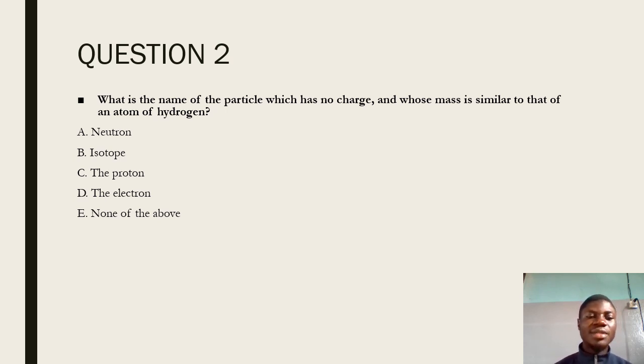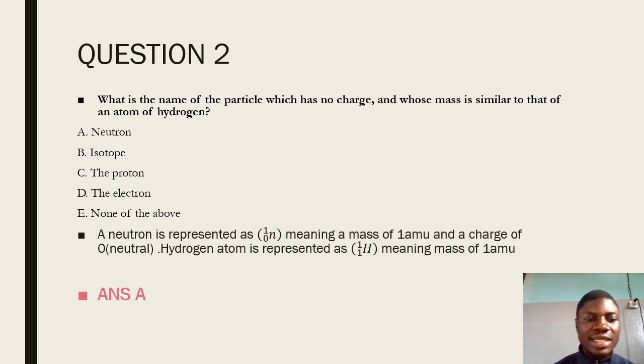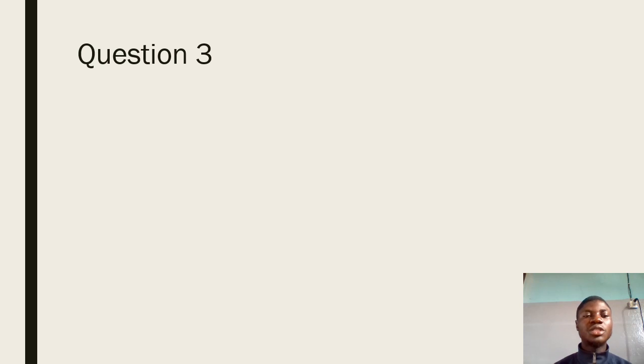An electron cannot be the answer because an electron is found on the electron shells and it has a mass of 0 and a charge of -1. That is the reason why the best answer is A. Now we move to question 3.